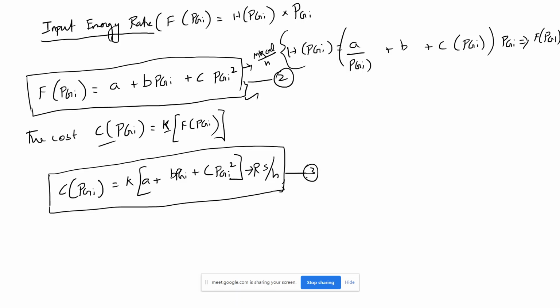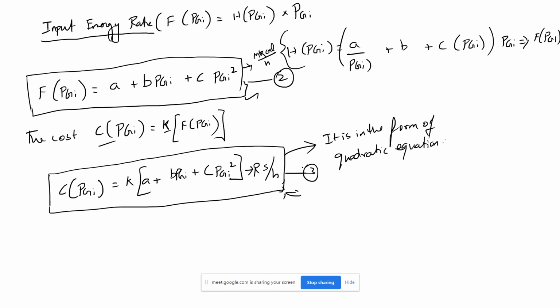Equation 3. Okay, so this equation is in the form of a quadratic equation. You need to think it is in the form of a quadratic equation. In an examination, you may be asked a question like this: find out the cost using the quadratic function equation. Then you need to use this equation.